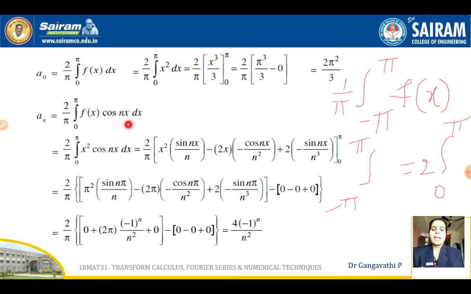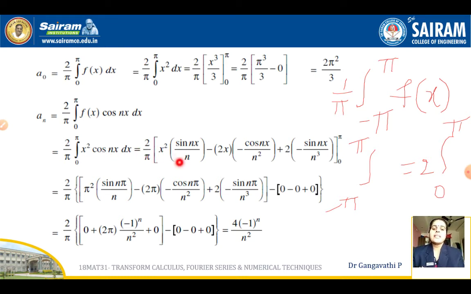When we substitute for f of x as x square and cos nx, we have got a product of two functions, and we need to integrate them. Integration can be done by two methods. One is integration by parts and the other one is to straight away use Bernoulli's rule. So let us use Bernoulli's rule so that it is easy for us. Keep the 2 by pi outside the integration as it is. The first function is x square and the second function is cos nx. According to Bernoulli's rule, keep the first function as it is and integrate the second one, so u into v dash.